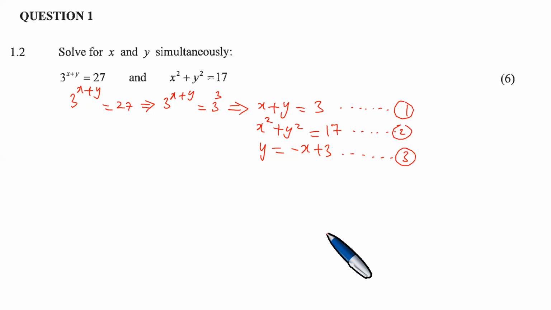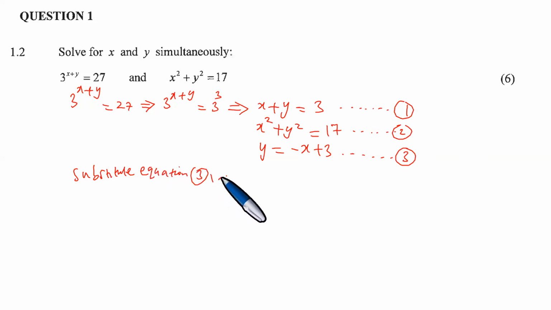Okay, dealing with the simultaneous equations, we're able to do substitution. So we substitute equation 3 into equation 2. If we do that, x squared is going to remain x squared. The y is going to become minus x plus 3, which is squared. And this is 17.